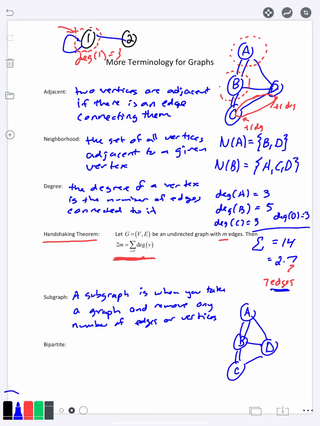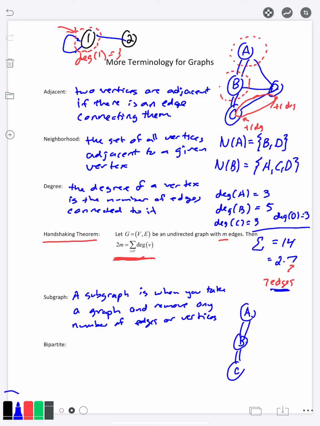And if I wanted to remove one of the edges, let's say I remove that edge, the result is a subgraph. Let's say I want to remove more of that. I want to remove this vertex over here too. Now, if you remove a vertex, you have to remove whatever edges are connected to it. Otherwise, you have lines going nowhere. And so this would also be a subgraph.